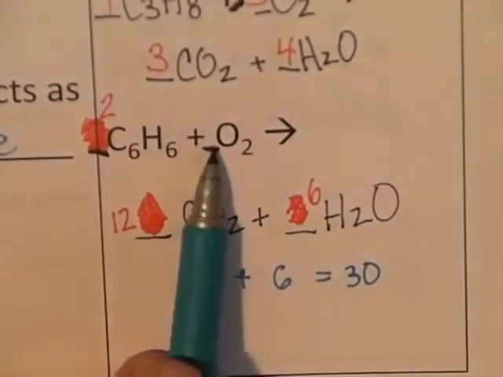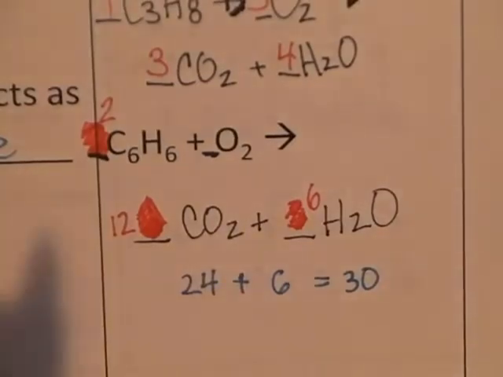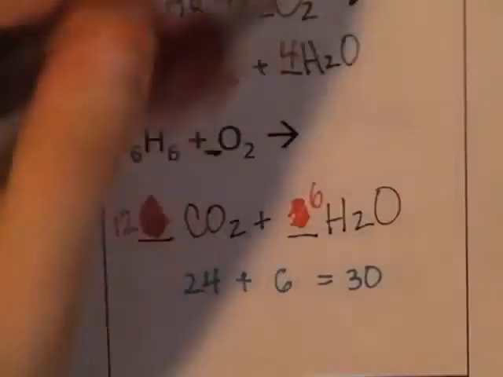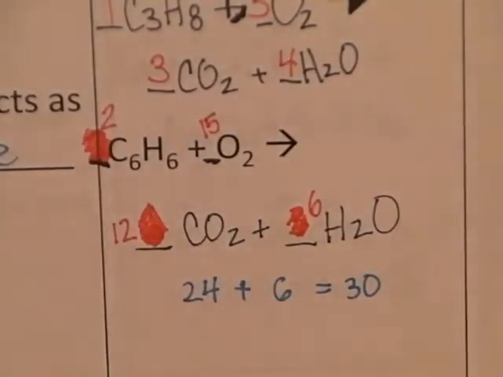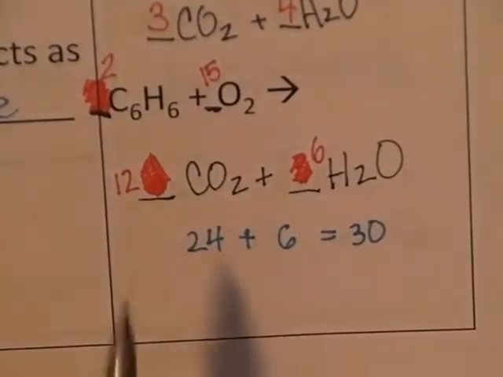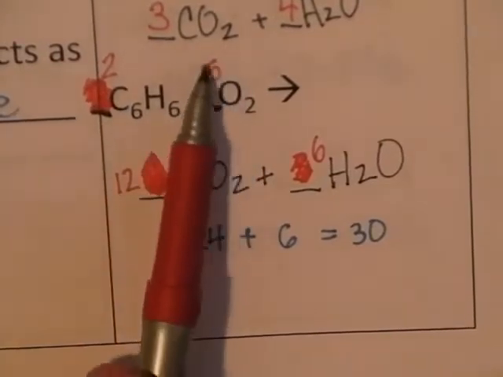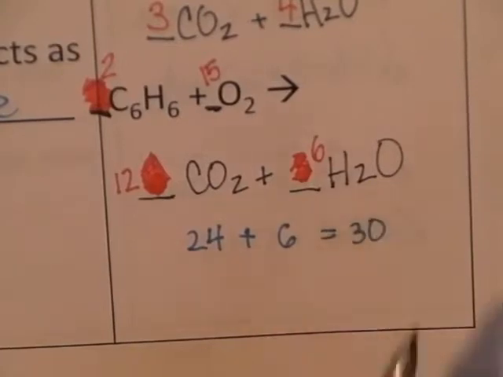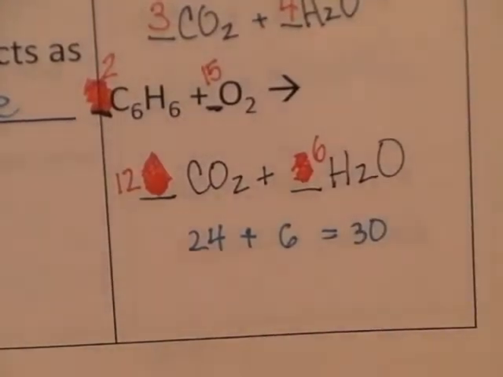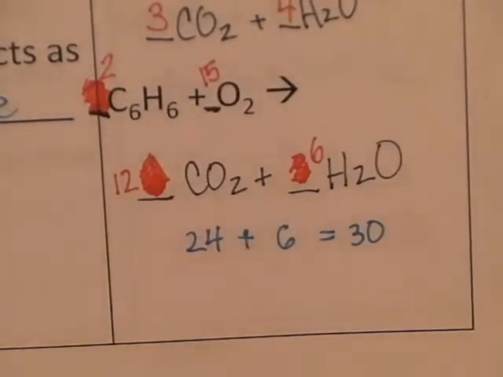Good. So now what do I put in front of O2 to make it 30? Hopefully you're mathing well. You put a 15 there, right? So now you've got 2 C6H6 plus 15 O2 gives 12 CO2 and 6 H2O. It's a lot of everything, right? But it's balanced. It's good to go. That's how you would do that problem. So notice combustion, not difficult. Balancing is the hardest part of combustion reactions.